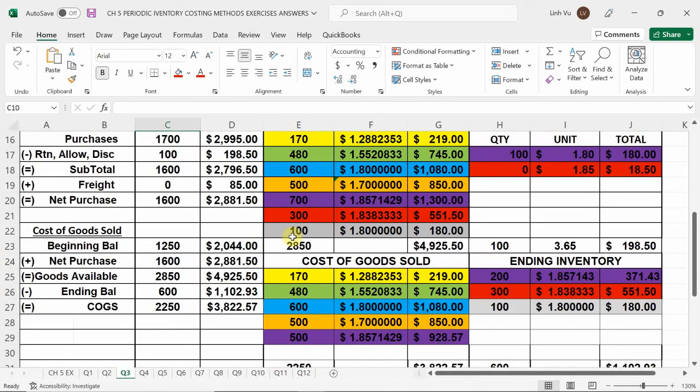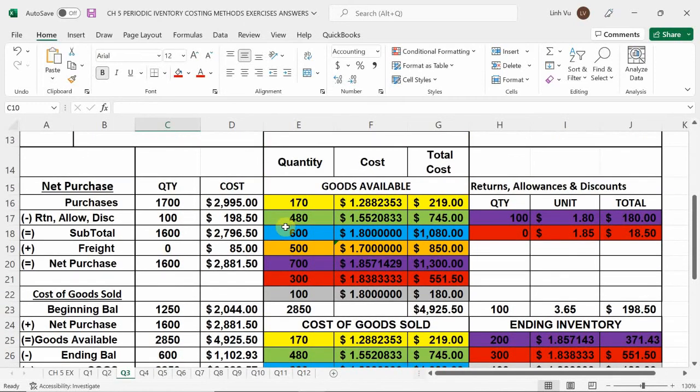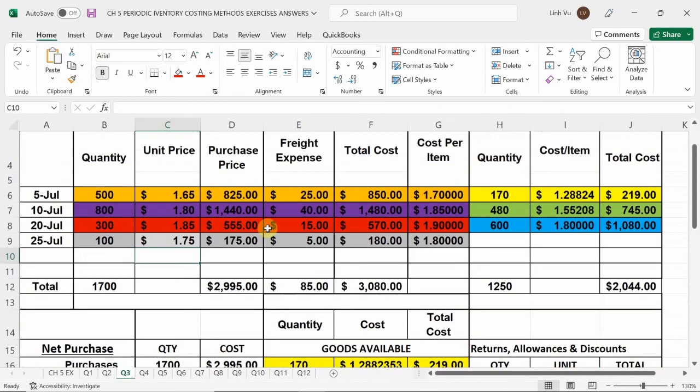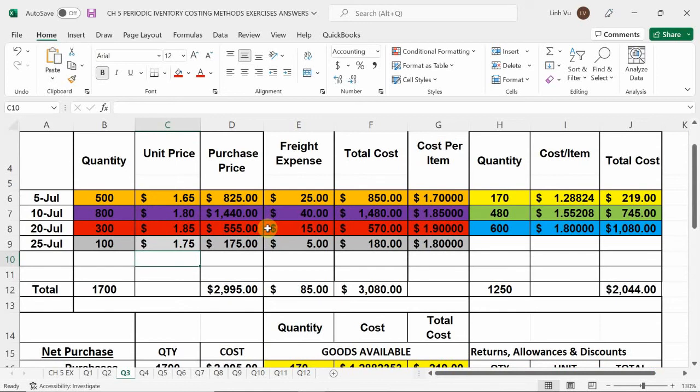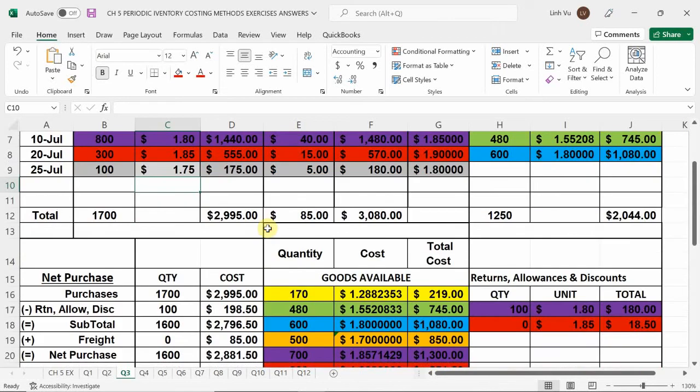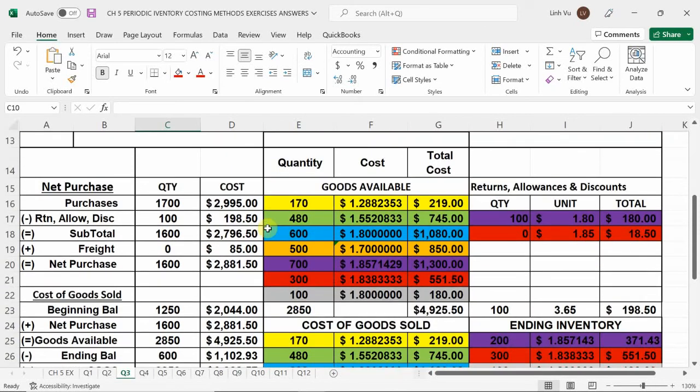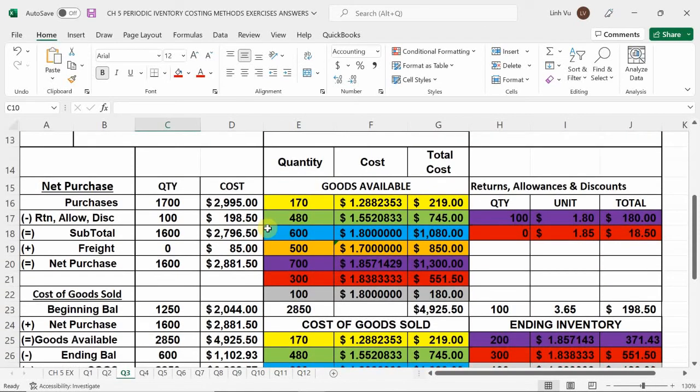So again, I'm gonna start eliminating the colors because you don't necessarily need them, just because if you are able to keep the lines in order, that already tells you exactly which batches came first and which batches came last. So in this case, we're going to eliminate the colors for the next section here.